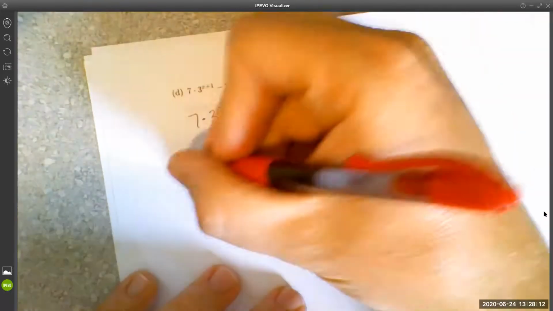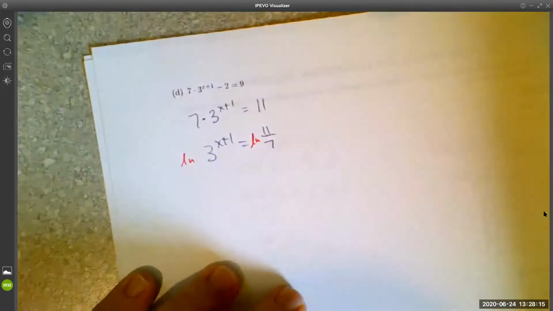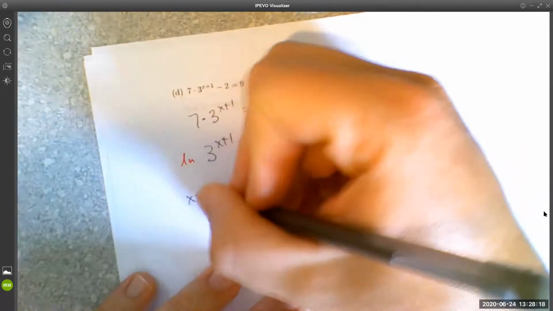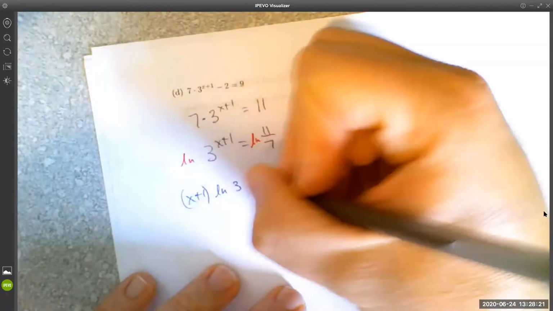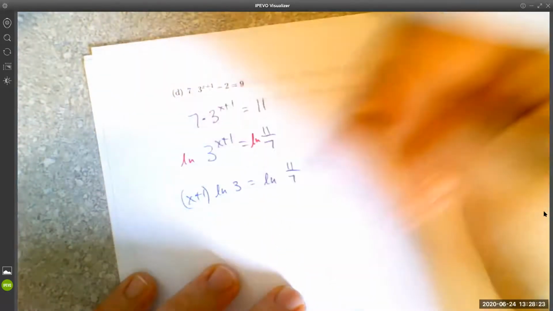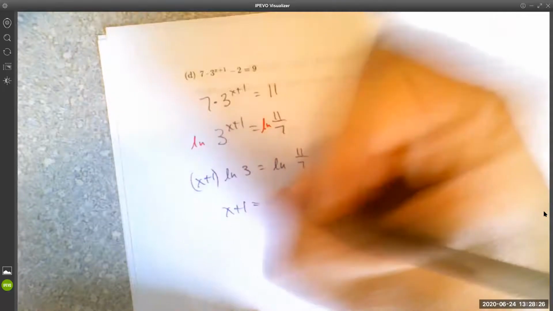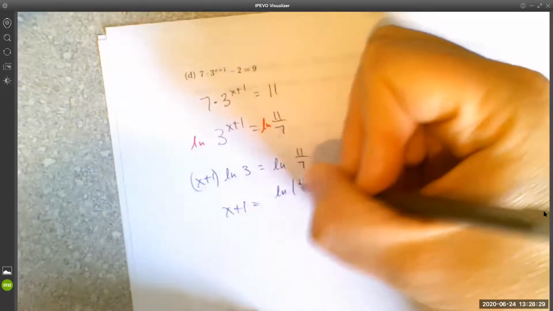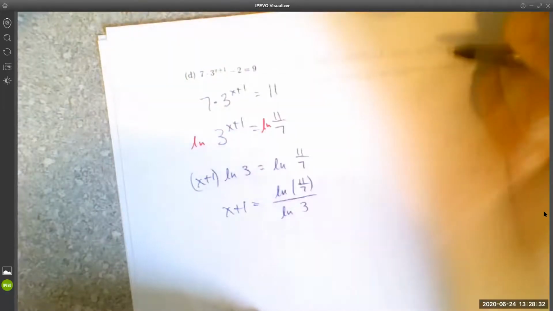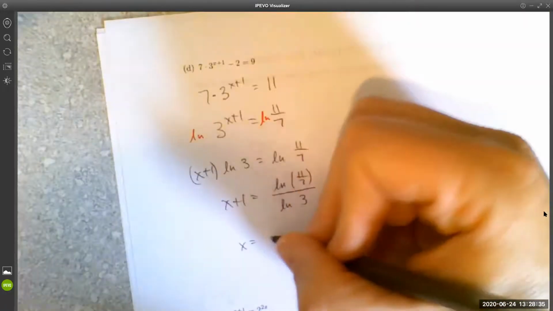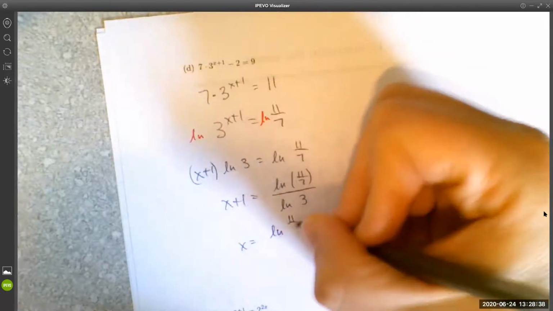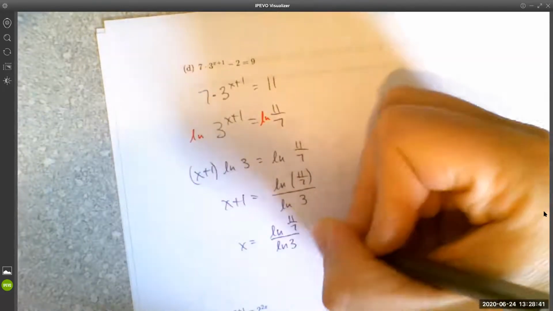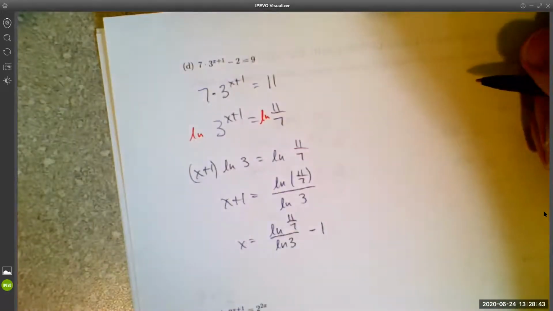Now I can take a logarithm. If you'd like, you can take log base 3. Otherwise, you can take ln. I think I'm going to take the ln. So I'm just going to take the ln at this point. So I have x plus 1 divided by the ln of 3. And then subtract 1. It's not totally necessary to have parentheses there. And there you go. That's that solution.